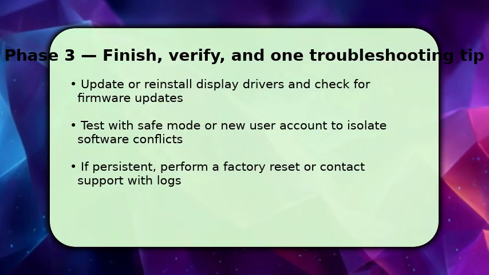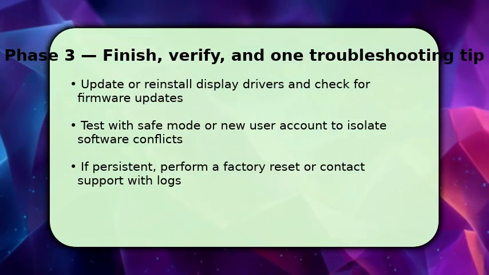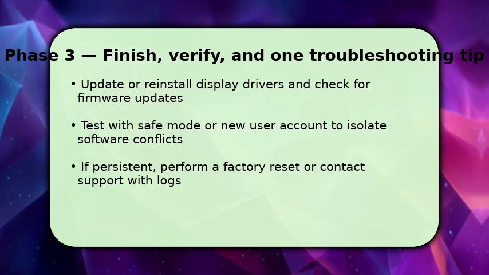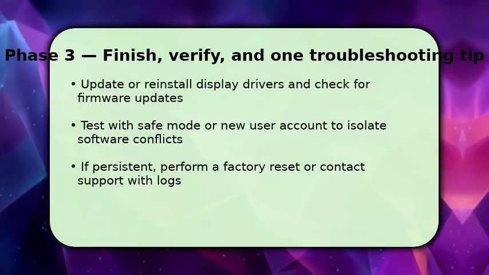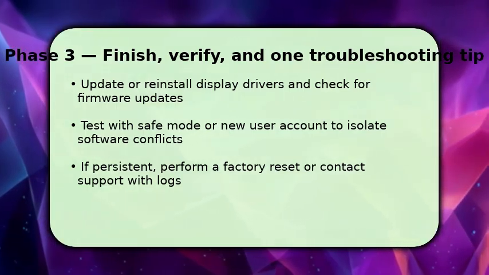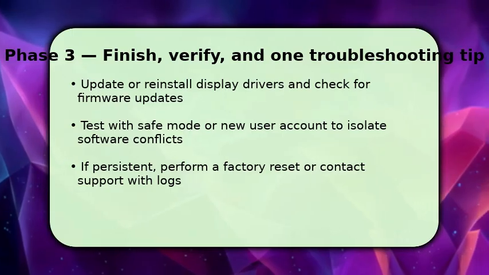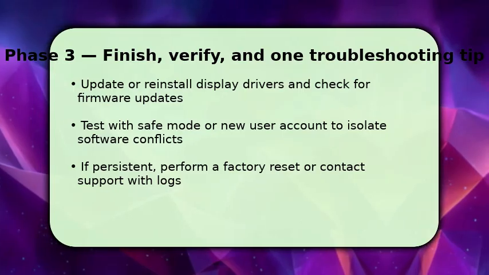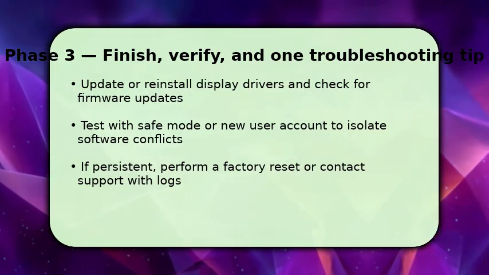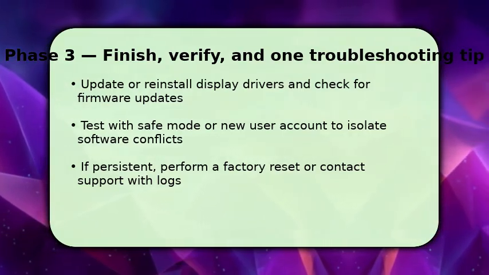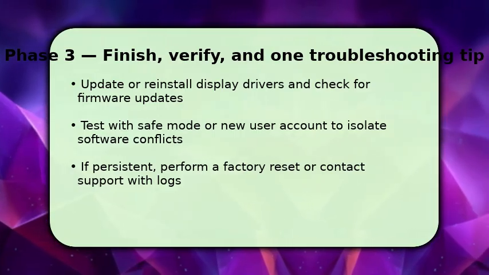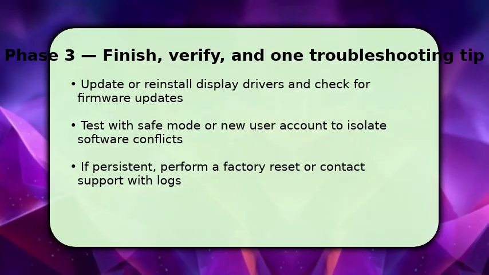To finish, address deeper software or hardware causes. Update display drivers and device firmware. Outdated drivers can misrender lock screen composition. If updates do not help, boot into safe mode or create a fresh user profile to see if third-party apps cause the blur. This isolates conflicts. As a last resort, perform a factory reset after confirming your backup. If blur remains, capture screenshots, device model, and error logs. Then contact manufacturer support so they can diagnose hardware or GPU-level problems.